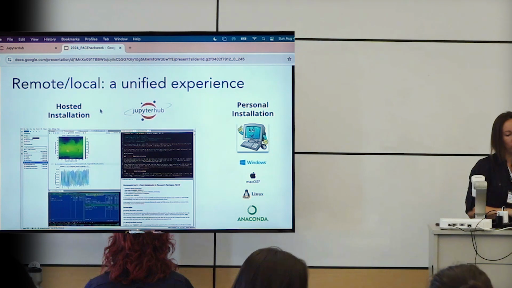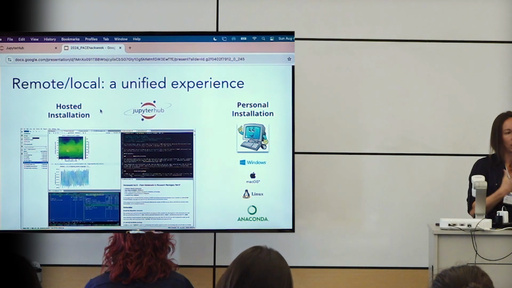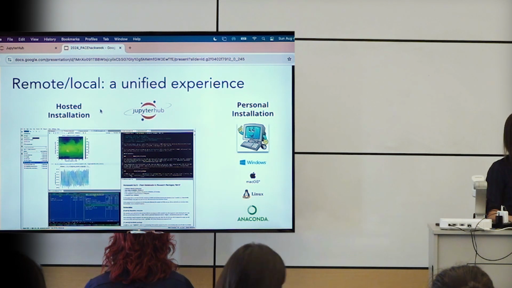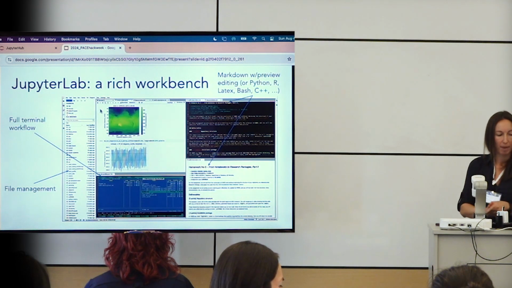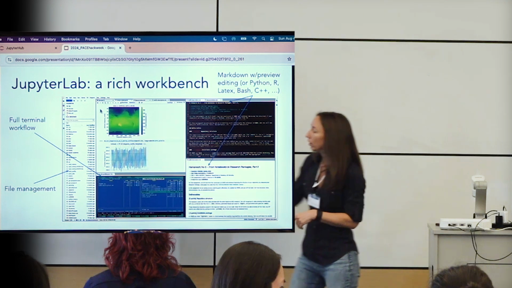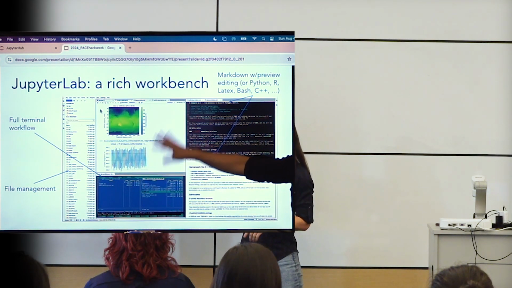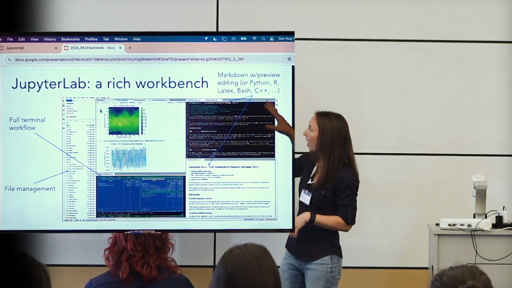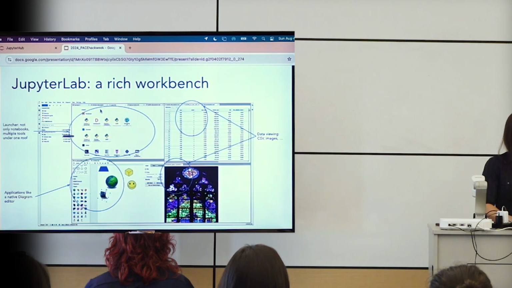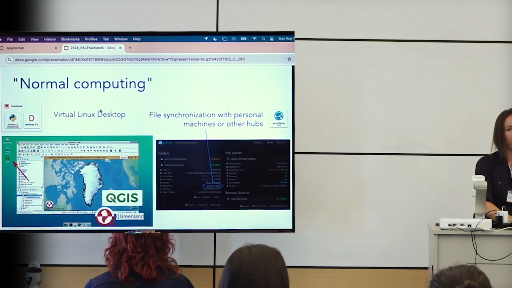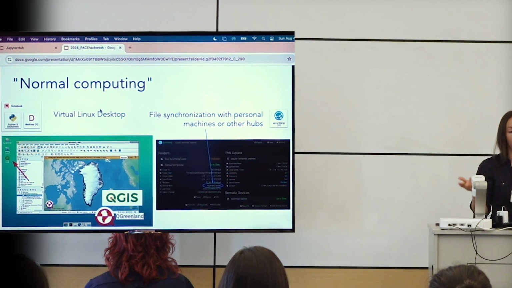So it should look similar to what you have on your laptop and be pretty intuitive. There is a file management system. Here, there's a full terminal window like you would have on your laptop. You have things like Markdown preview and editing. There's a number of different tools I'll go through in a moment. You have normal computing. There's a virtual laptop or desktop where you can access things like QGIS and the internet without having to move it out of the cloud.